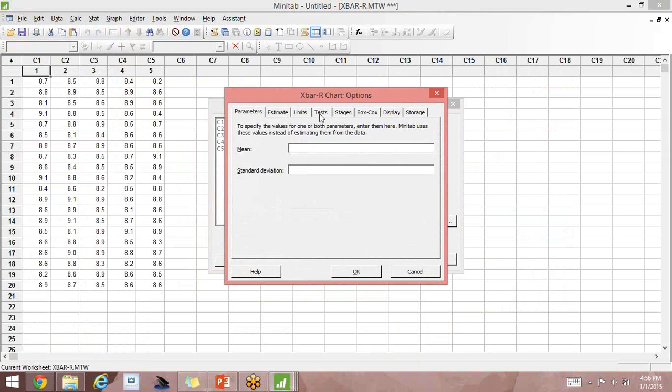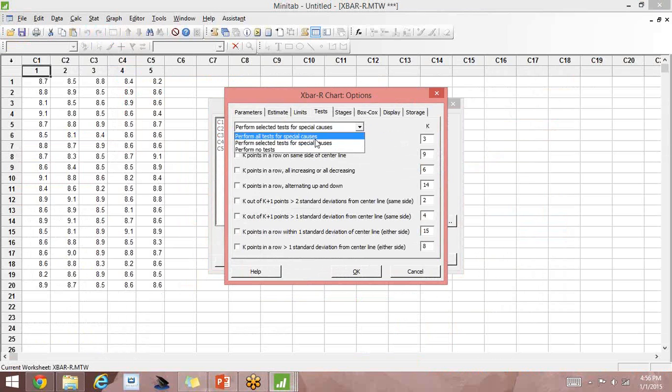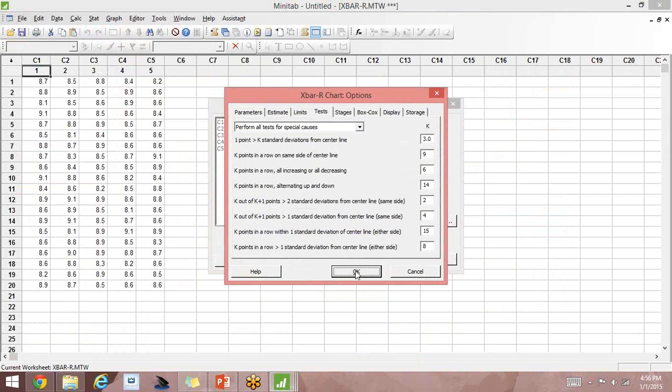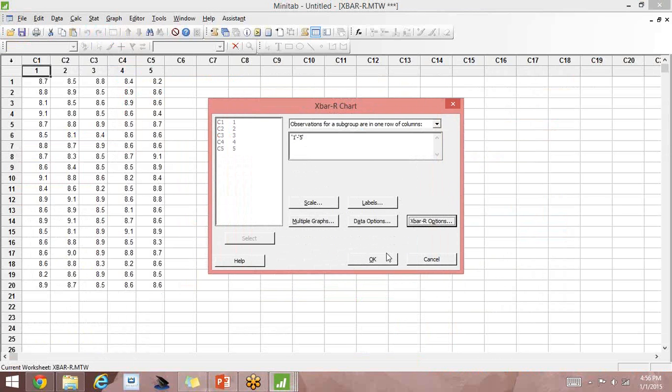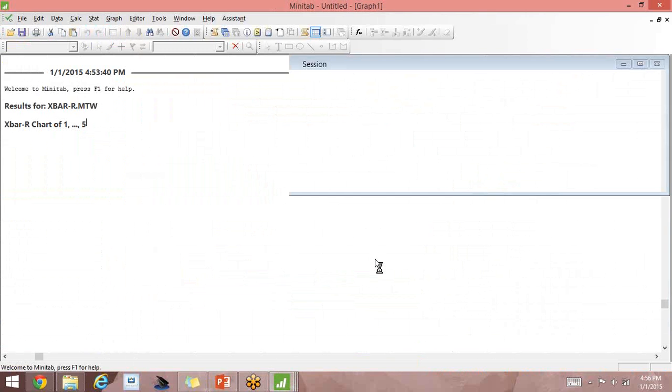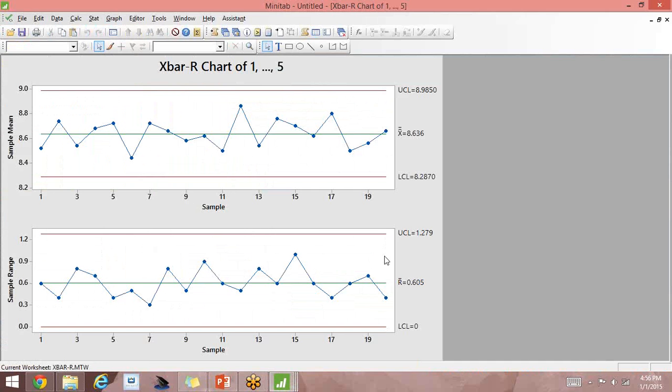X bar R. Once again, let us look for all the tests. When we look into all the tests, then truly if we do not have any outlier, there won't be any red line. So that's it. Okay and okay. It's going to show us a chart. Here it is. By looking at the chart, can you comment on it? Is there any outlier here? So the process is stable.